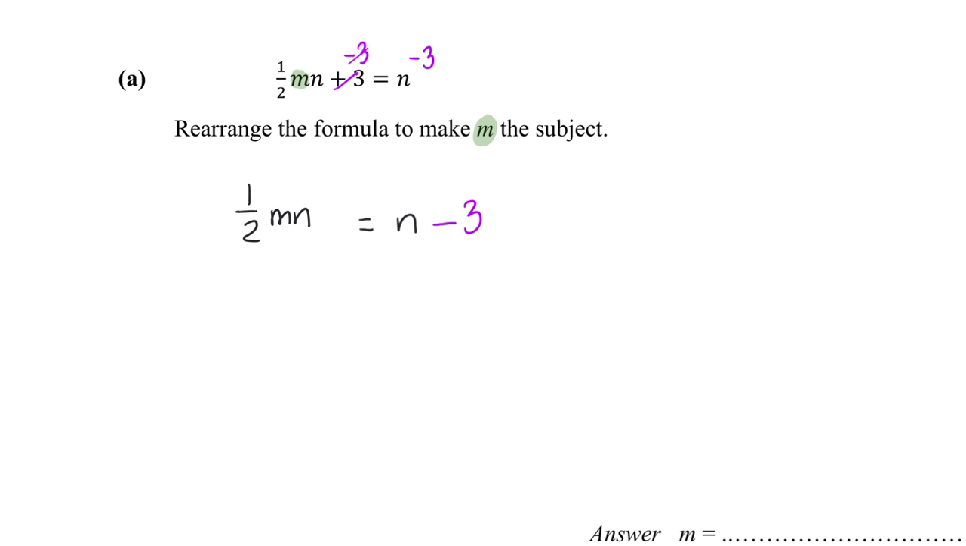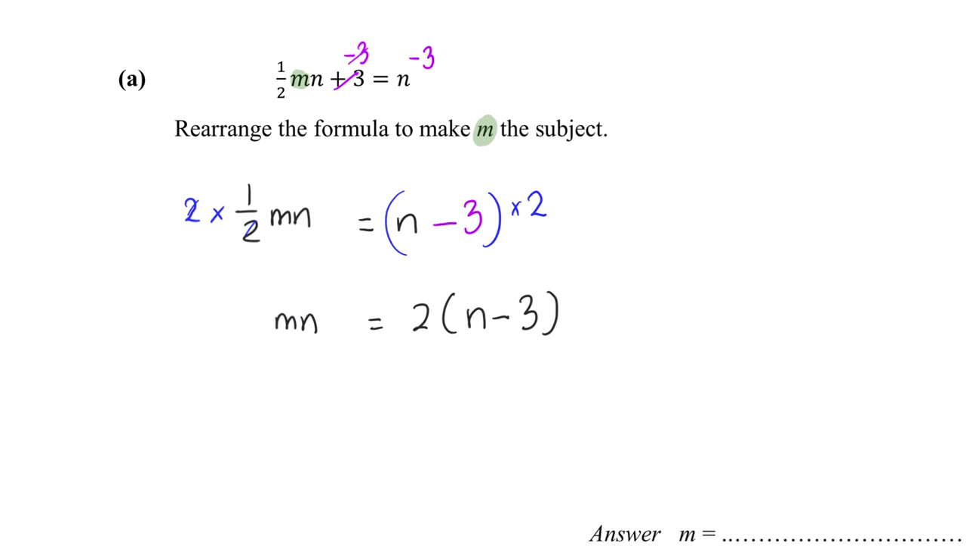Okay? And this half mn, how do I get rid of the half? You might wonder. Well, I could multiply by 2 on both sides of this equation, so that 2 times 1 over 2 will actually give me 1. So you will see this next, 2 times n minus 3.